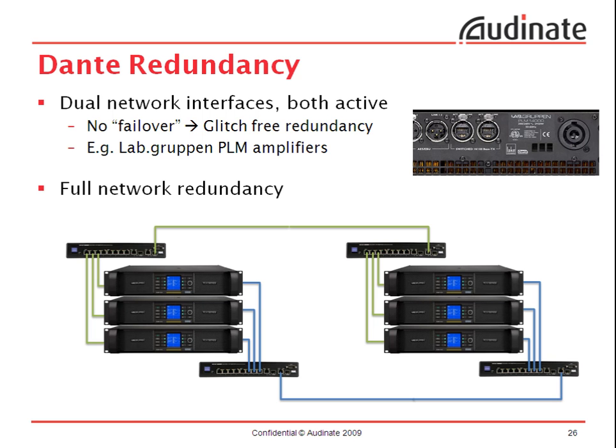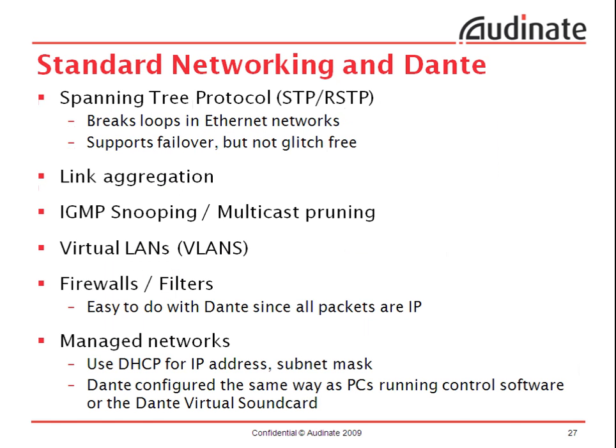The key point to notice here is that we're not relying on some kind of fast failover to achieve redundancy. There is no failover, and this provides glitch-free redundancy, providing that one path is still active. So the Lab Gruppen PLM series of amplifiers support Dante redundancy, and the diagram below shows a network design which will support glitch-free operation if any link or switch goes down in the system.